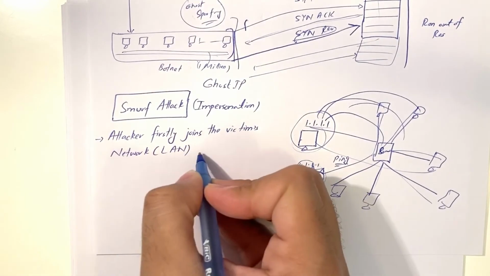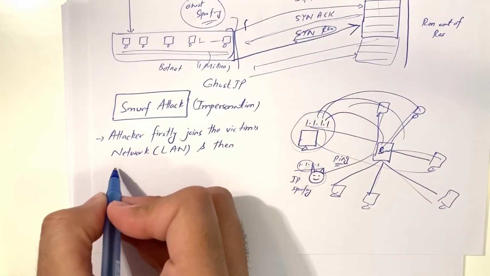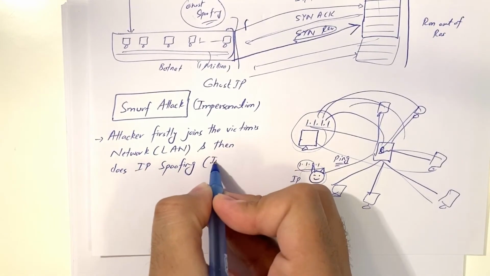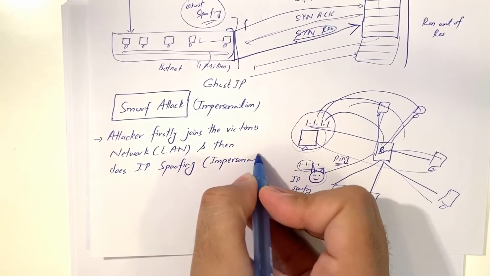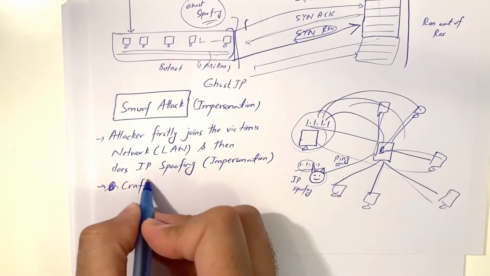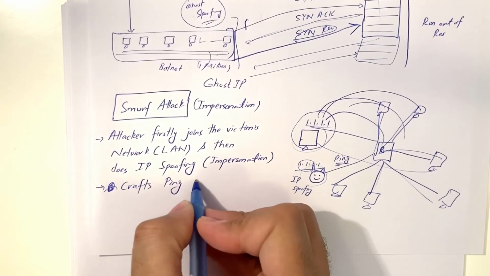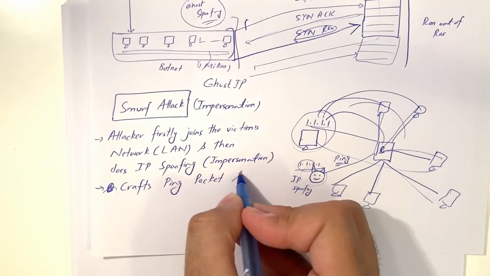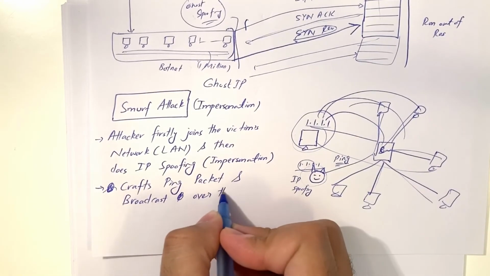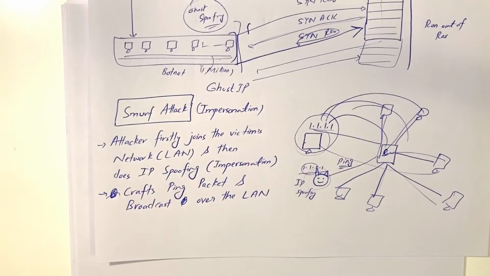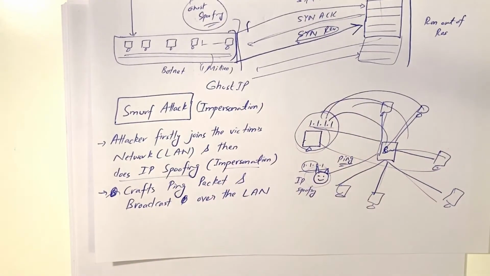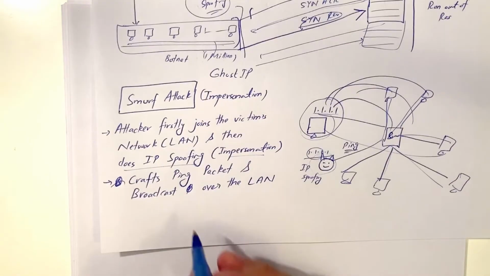Victim's local area network, and then does IP spoofing, like impersonation. Next it will craft a ping packet and broadcast it over the local area network. So what happens? The attacker joins the local area network, does the IP spoofing impersonation, pretending to be the victim, crafts a ping packet, and broadcasts it over the local area network.